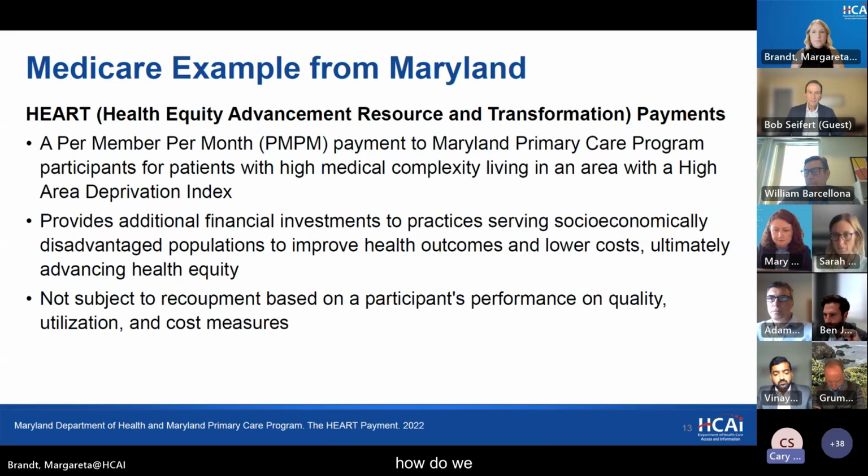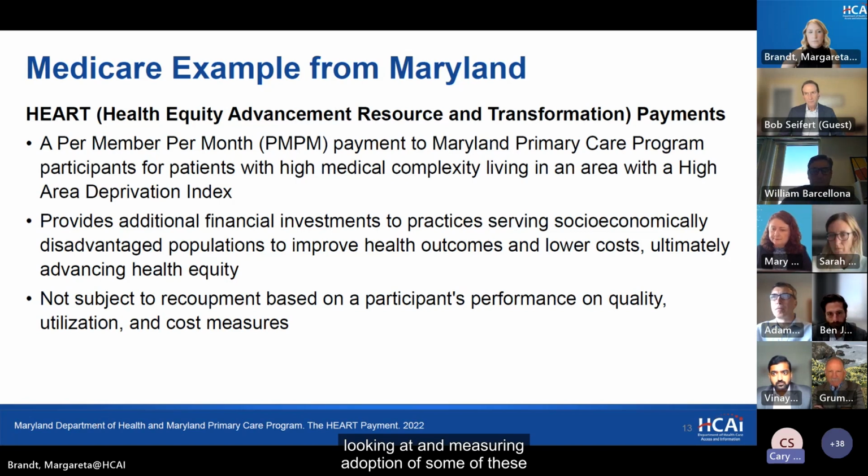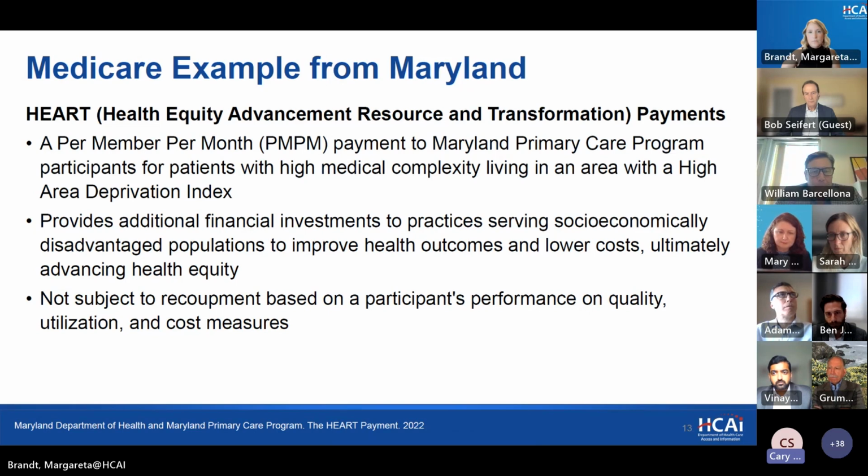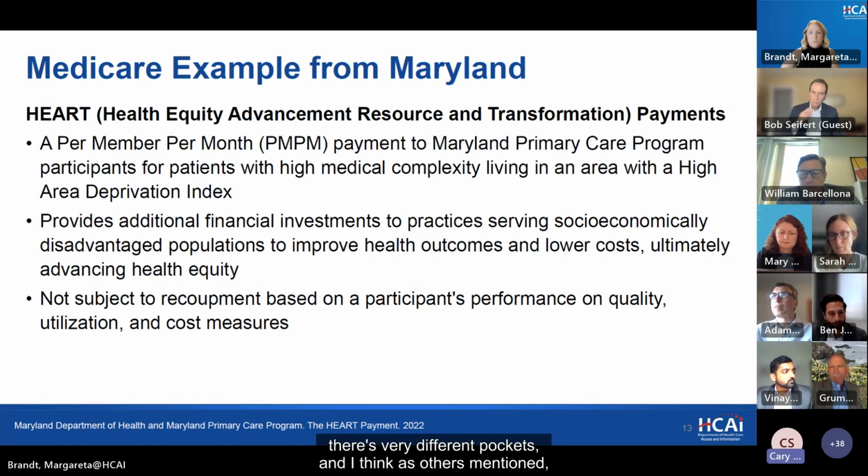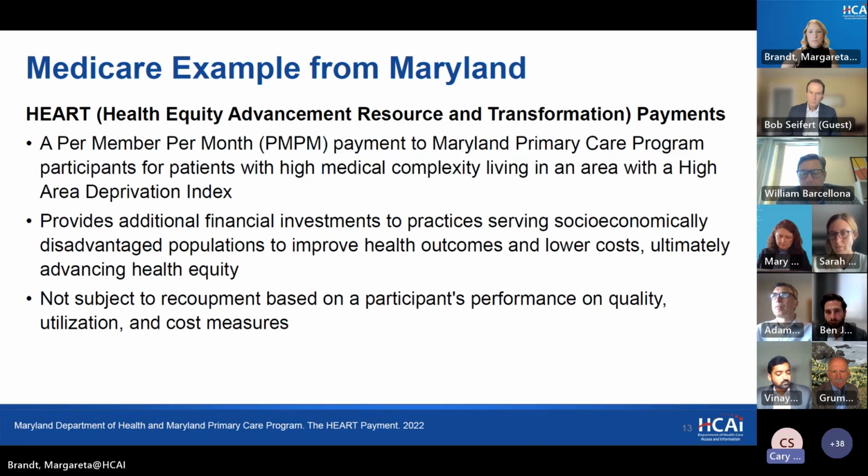And I guess I'm just wondering, how is OHCA... I know we're sort of talking now about examples of what equity might look like in APMs, but I'm also just curious how other states are looking at and measuring adoption of some of these standards at the provider level, and across lines of business, and by region, et cetera, because California's marketplace is pretty diverse, and there are very different pockets, and as others mentioned, there are places where there might need to be additional investments. So I'm just curious how other states are drilling down, or if they are drilling down to that provider and regional level. Thanks.